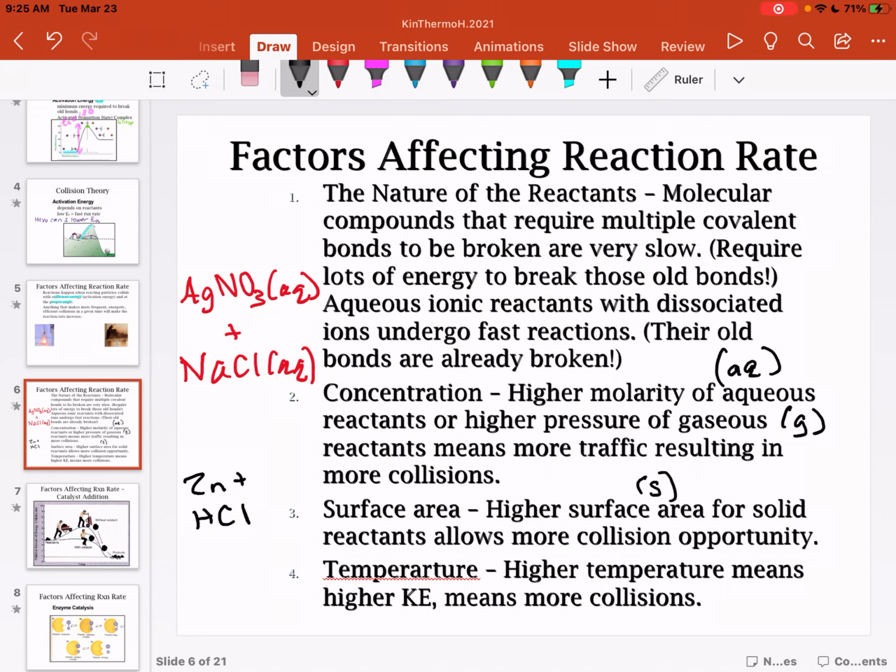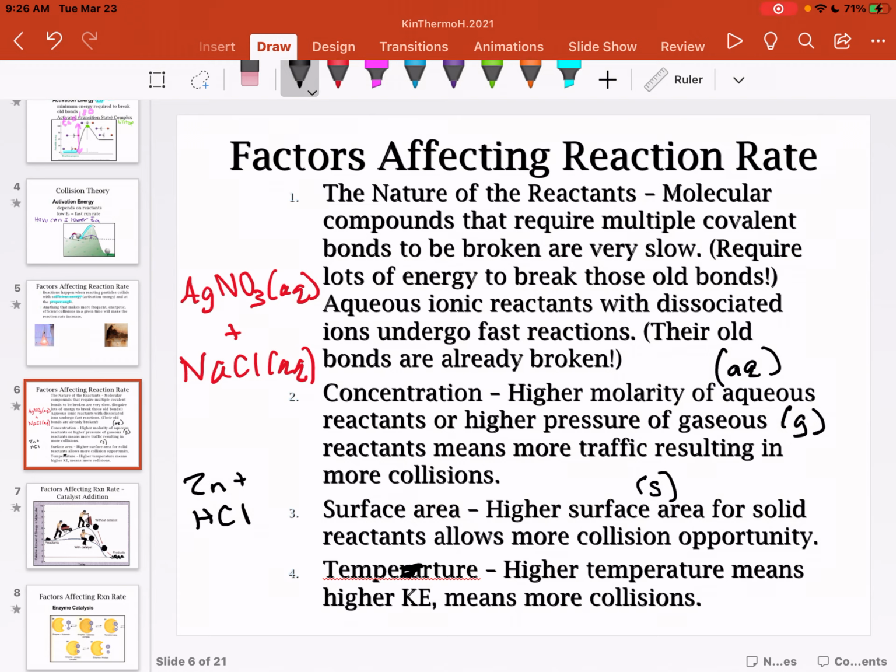Then last but not least, we got more hotter, more faster. Yep, temperature. Temperature, more hotter, more faster. So of course, if I'm speeding, that's what temperature is in the chemical world, right? If I'm going 85 miles an hour, there's a better chance I'm going to get into a big, bad car crash than if I'm going 55 miles an hour. So higher temperature means higher kinetic energy, and that means more collisions.